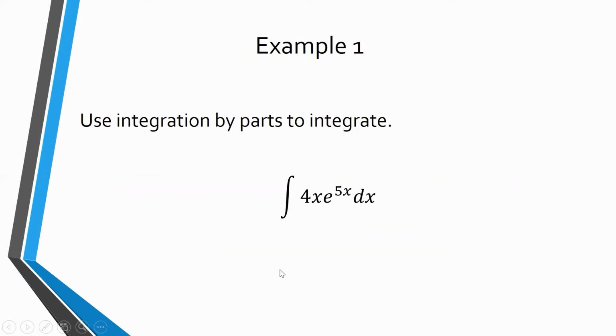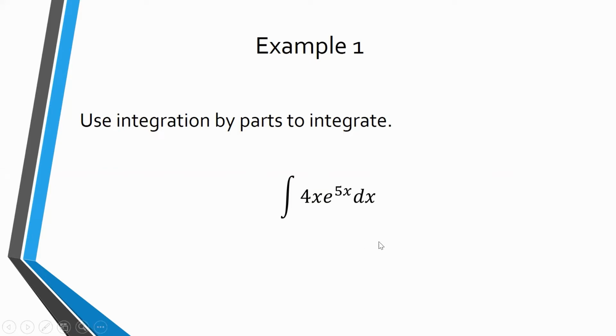Let's take a look at an example. We're going to use integration by parts to integrate the following. We want to take the integral of 4x times e to the 5x with respect to x. In this case, notice that 4x is a polynomial and e to the 5x is an exponential function. This tells me I want to use integration by parts.